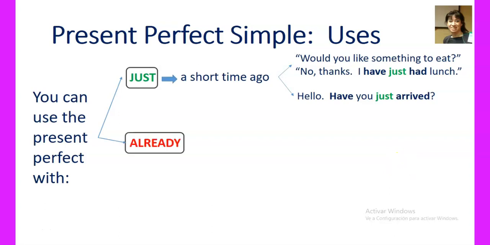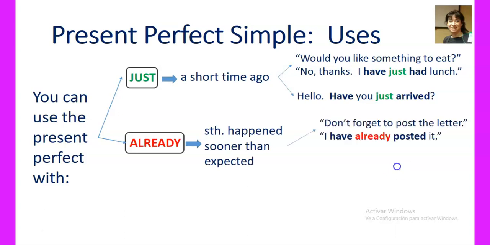Another example is the word already. Already means that something happened sooner than expected. For example, oh, don't forget to post the letter. I have already posted it. Yes, I did it sooner than the other person expected me to do it. Another example, what time is Mark leaving? He has already gone.